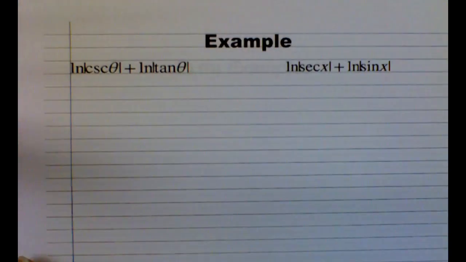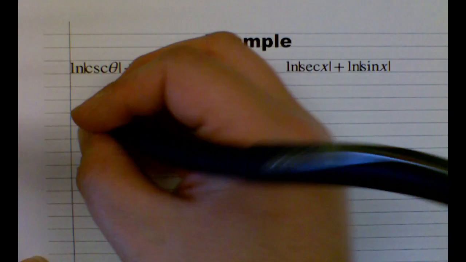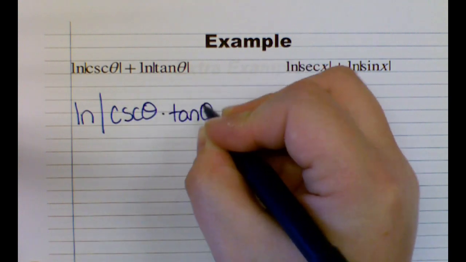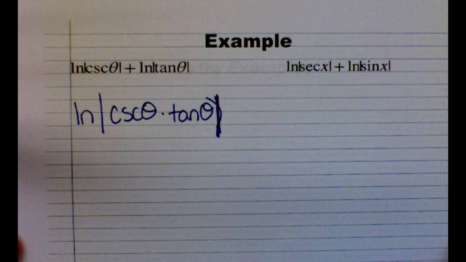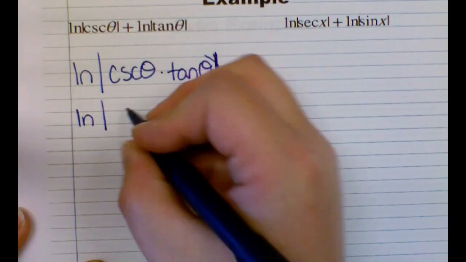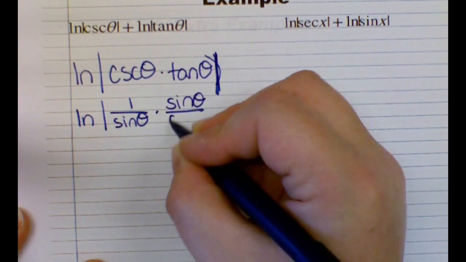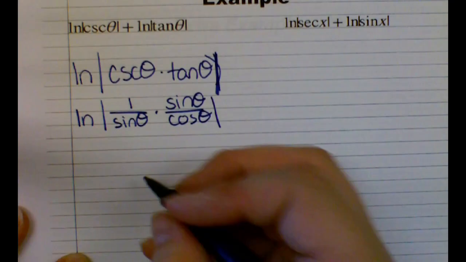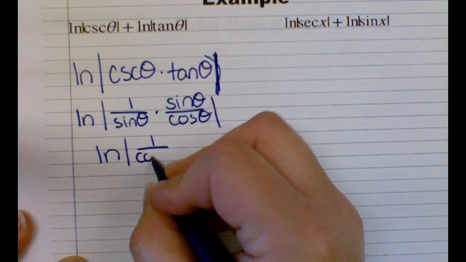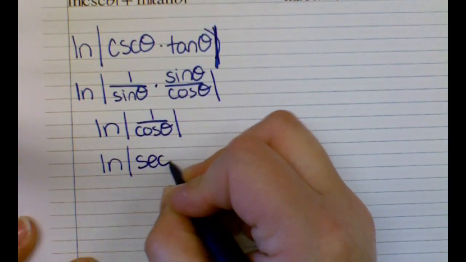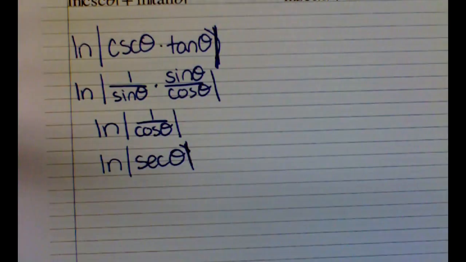And then let's talk about logarithms involved also. Natural logs. I have two natural logs added together. I can smush them together into multiplication. So I have the natural log of the absolute value of cosecant of theta times tangent of theta. Now I can combine these two fractions. Well, trig functions. Cosecant is 1 over sine. Tangent is sine over cosine. Those sines cancel each other out, giving me natural log of 1 over cosine of theta. And 1 over cosine is secant, so this is the natural log of the absolute value of the secant of theta.